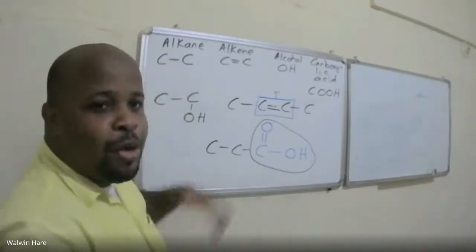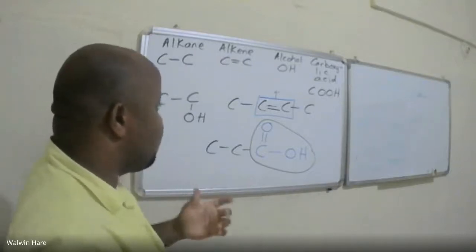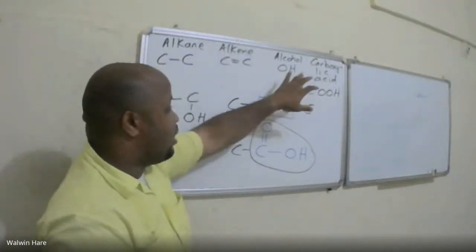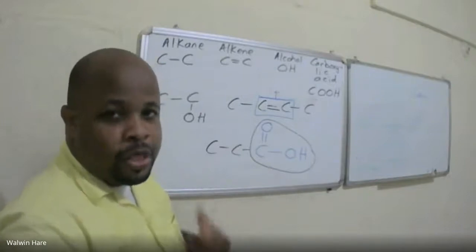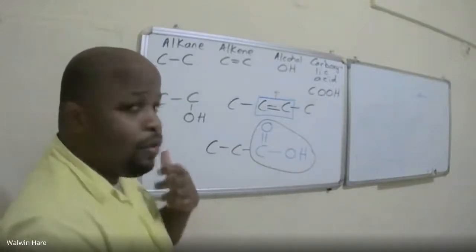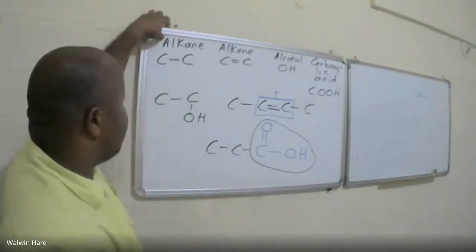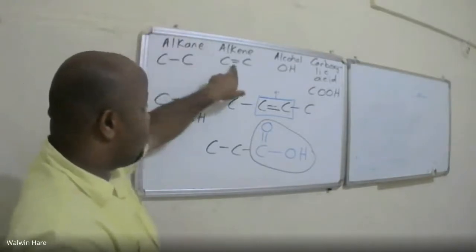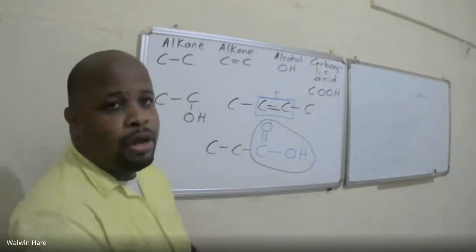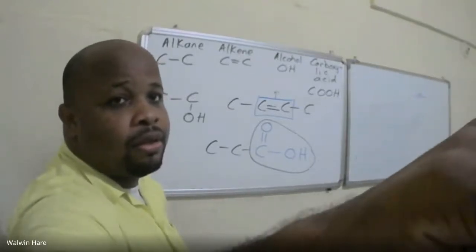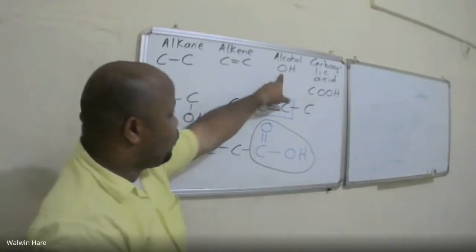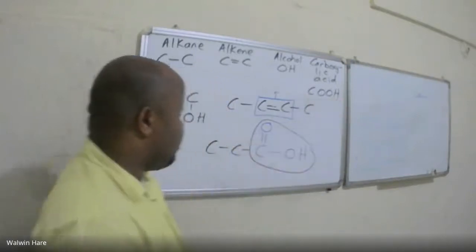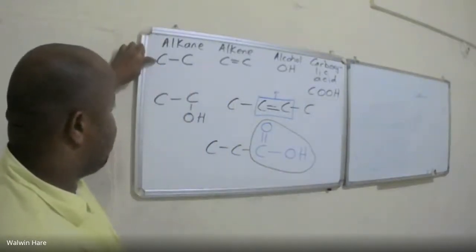Whenever you hear homologous series, it is referring to the names alkane, alkene, alcohol, and carboxylic acid. Functional group is what you use to identify the homologous series: if it's alkane, it's carbon to carbon single bond; alkene, carbon to carbon double bond; alcohol is the OH group; and carboxylic acid is COOH, all right? So homologous series, functional group.